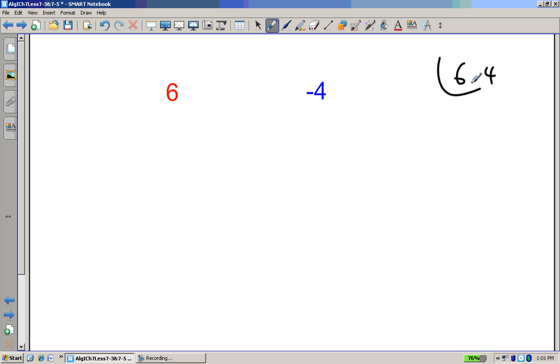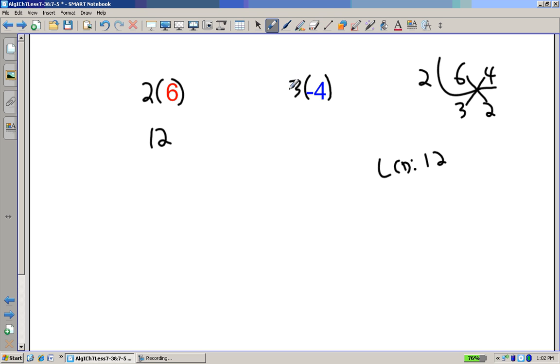Or, 6 and 4 in a little magic box here. Find the least common denominator. 2 goes into both 6 and 4. 6 divided by 2 is 3, and 4 divided by 2 is 2. And let's see, 2 times 3 is 6, times 2 is 12, so my least common denominator is 12. How can I get to 12? Well, I can multiply the 6 by 2 and the 4 by 3. 2 times 6 is 12, 3 times 4 is 12, but again, 3 positive times negative is negative. And I get opposites there as well.